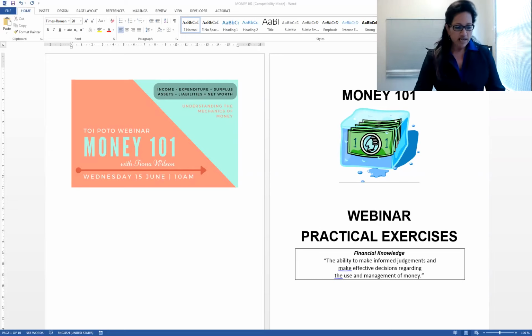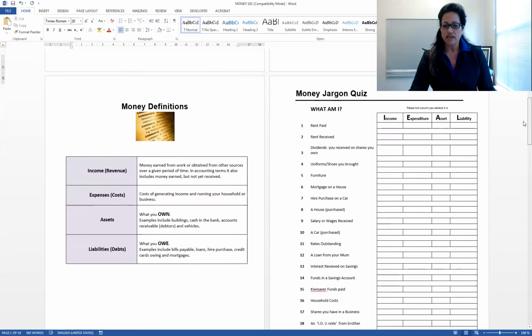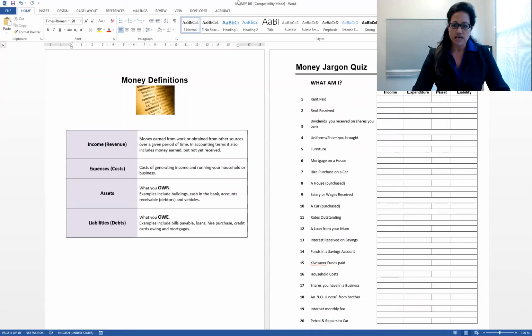So I'm just going to refer to our workbook that we've got here, and if we go down, we come down into the money jargon quiz, and just some key messages that I'm wanting you to think about when you look at the accounting jargon, the financial jargon and the money jargon. One of them is to make sure, when you're looking at any money jargon, that you're considering whose perspective you're looking at it from.